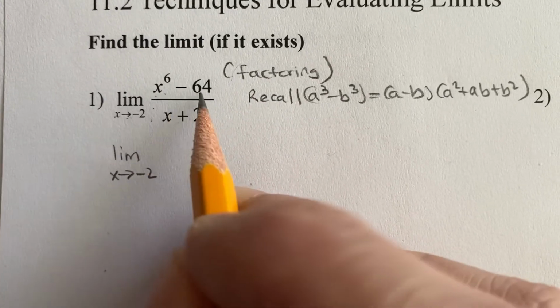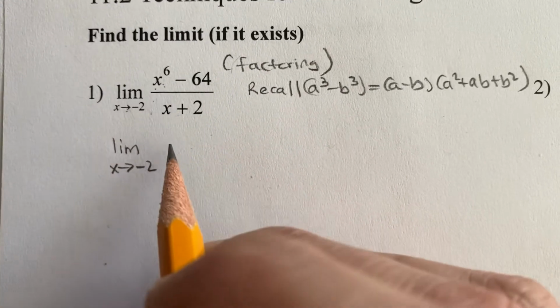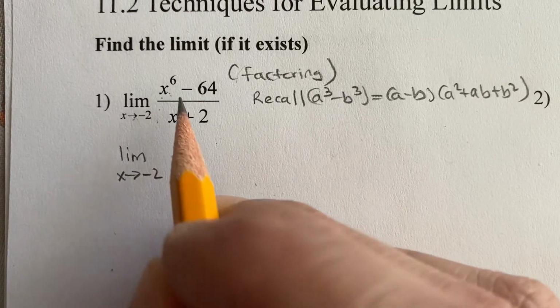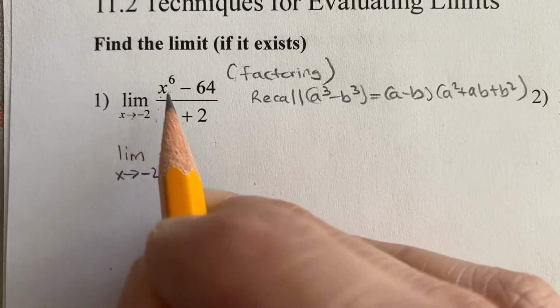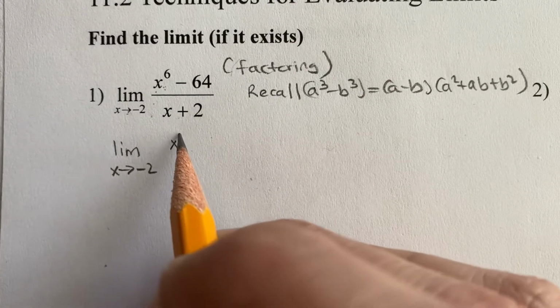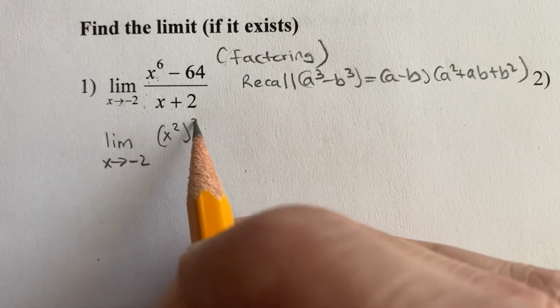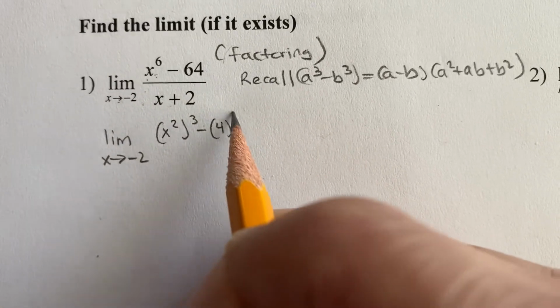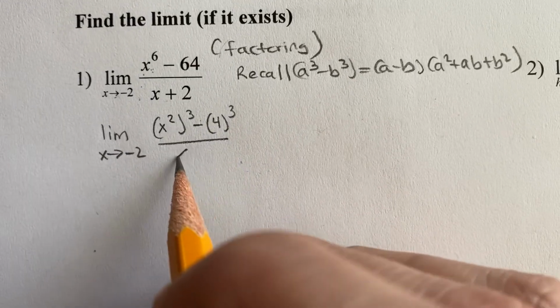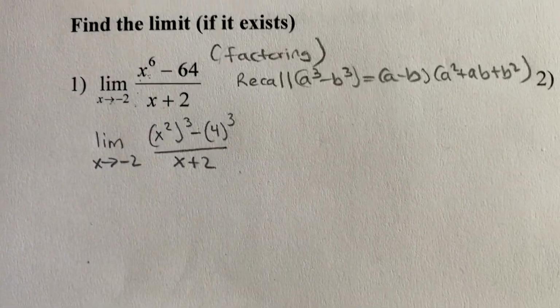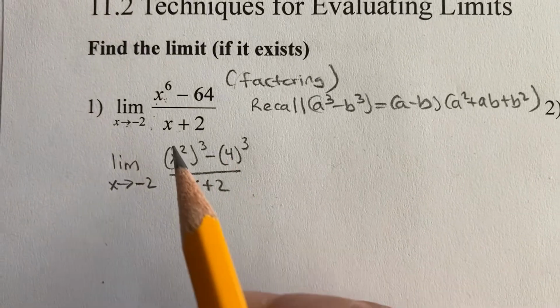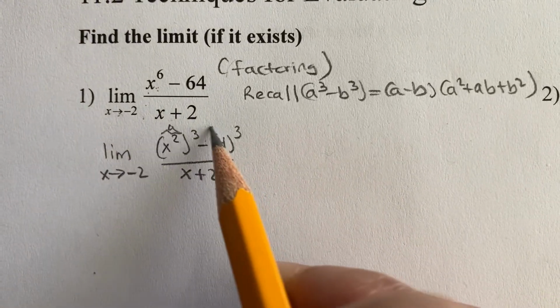I'm going to show you all the steps. I can rewrite x to the 6. This is a perfect cube. I can rewrite it as x squared quantity cubed minus 4 quantity cubed all over x plus 2. And this is basically my a value now. This is my b value.